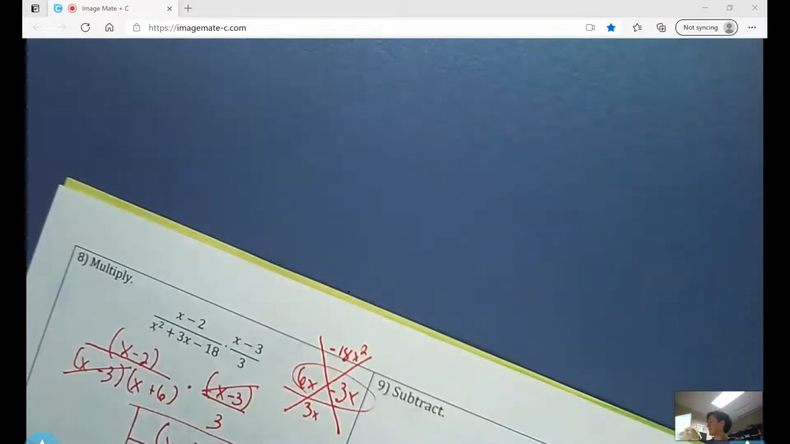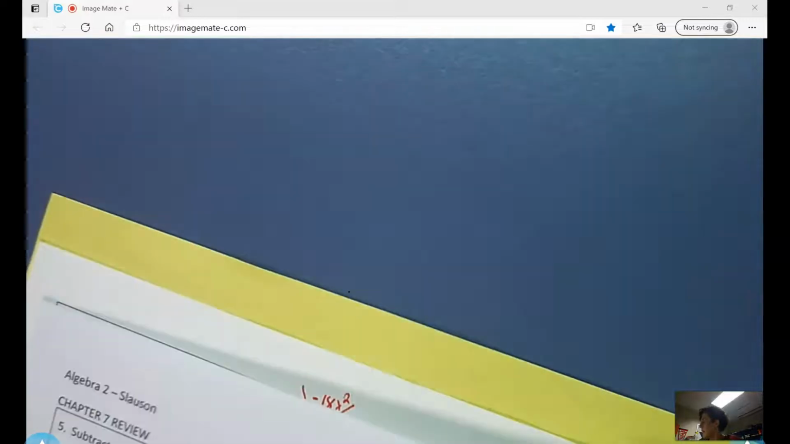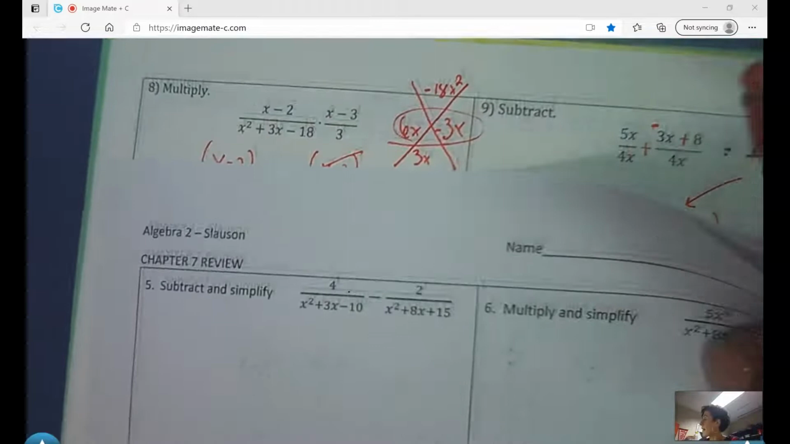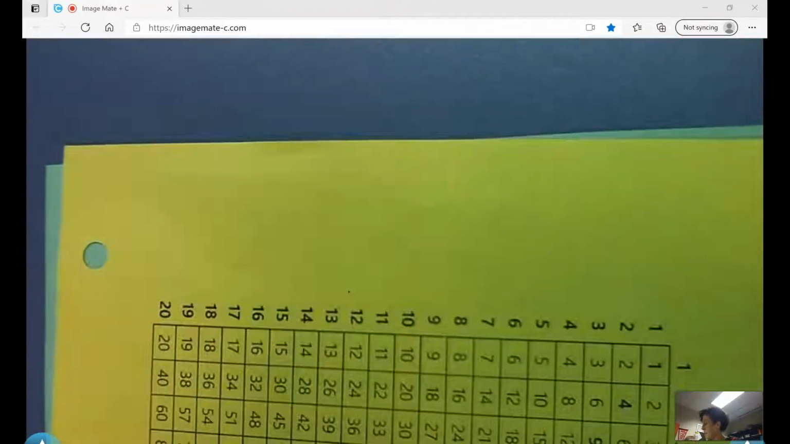All right, let's move on to the next page. So here, this is subtraction. So this is where I want to follow. Let me move some things out of the way here.